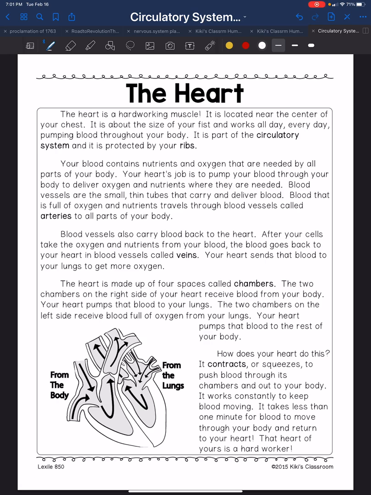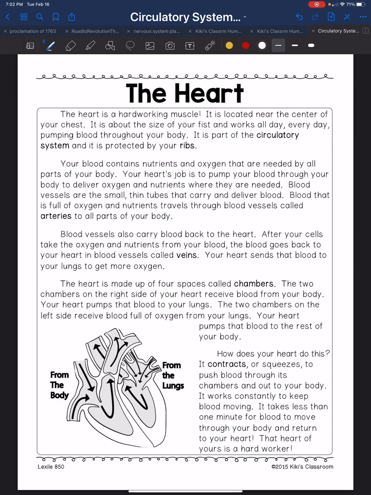All right, the heart. The heart is a hard-working muscle. It's located near the center of your chest. It is about the size of your fist and works all day, every day, pumping blood throughout your body. It is part of the circulatory system and is protected by your ribs. Your blood contains nutrients and oxygen that are needed by all parts of your body. Your heart's job is to pump your blood through your body to deliver oxygen and nutrients where they are needed.